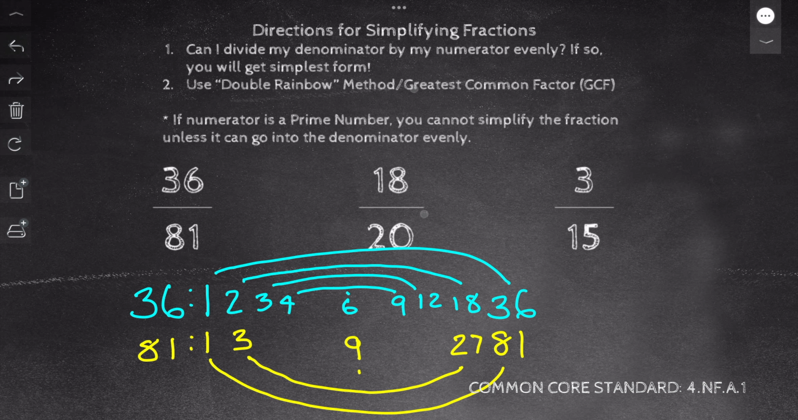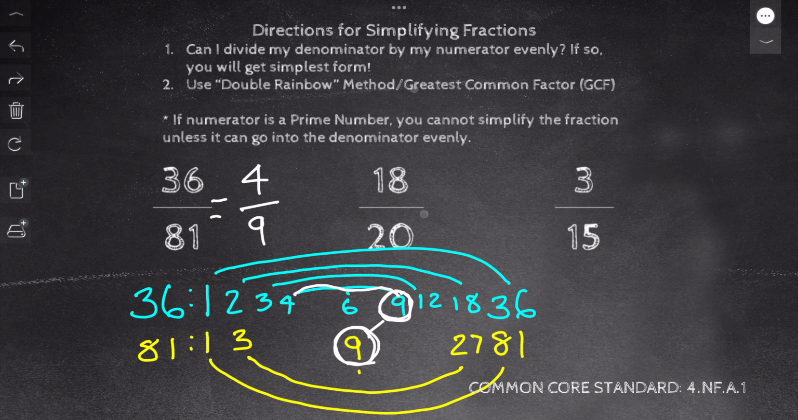What I want to look for is the greatest number in common. And I notice that 9 is the largest number in common. So in order to find my simplest form, I'm going to follow my rainbow back from each of my 9s. So I follow my 9 back to my 4. And then since my bottom number, my 81, is doubled, I keep the 9. So 36/81 is simplified to 4/9.